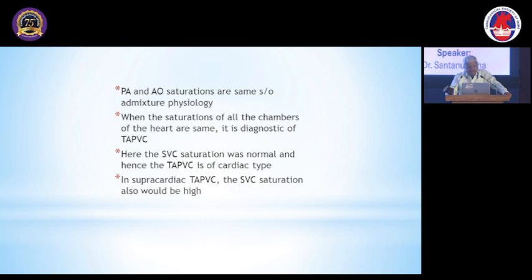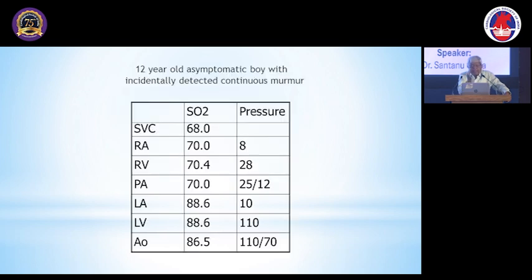This one, 35-day-old with increased precordial activity and duskiness. This is very easy. Whatever we discussed a little while back, same PA and aorta saturation, admixture physiology, cardiac chambers having a similar saturation, TAPVC, SVC is 66. So it's a cardiac type of TAPVC. That is the only difference.